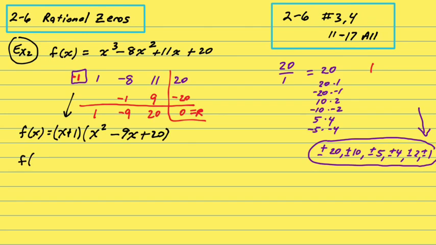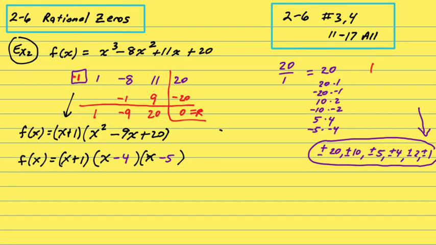Does that factor again? X plus 1. How do you get x squared? A trinomial many times factors into the product of two binomials. So x times x gives me x squared. What multiplies to 20 and adds to negative 9? Since a is a 1, I can put them right in. Would it be negative 4 and negative 5? They multiply to 20 and add to negative 9.